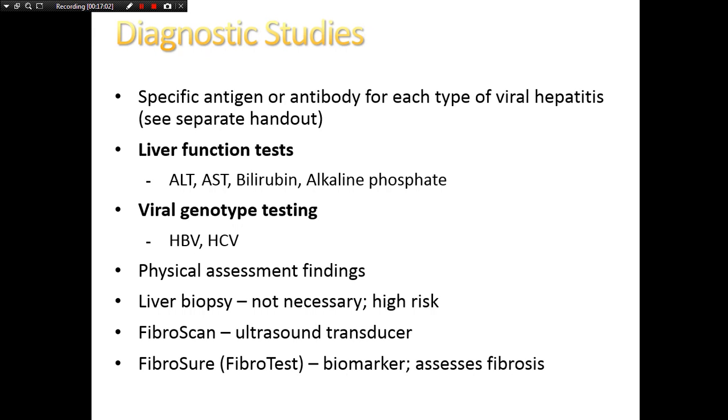We talked about some of the physical assessment findings, the fatigue, the malaise, the organomegaly, the jaundice, different colored stools, the different colored urine. A liver biopsy is not necessary during the acute phase. However, if a patient has chronic hepatitis and we're looking to check for progression of if they have fibrosis, we might consider doing it. But you have to consider if these patients are high risk, as well as if they start to have bleeding tendencies, because liver biopsy is a high-risk procedure for bleeding. But there are other new procedures that can be done, a FibroScan, which is an ultrasound that can also assess for fibrotic changes. And then there's a biomarker called a FibroSure that can assess for fibrosis as well.